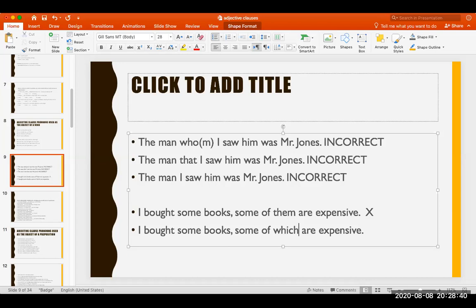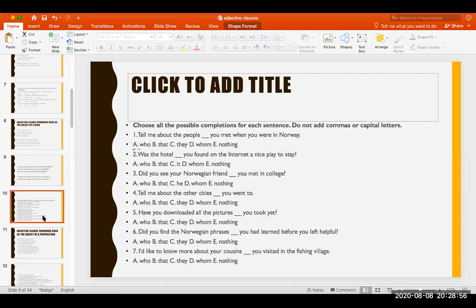Now, so what's the difference? The difference is that them is not a connector, it's not a subordinator, while which is a subordinator. It's like because and when and after and before, until, etc. So I bought some books, some of which are expensive, is correct.